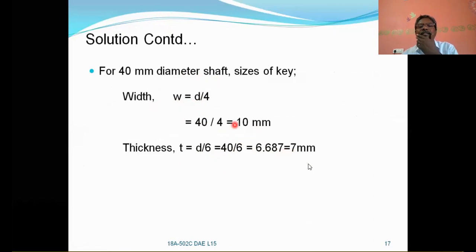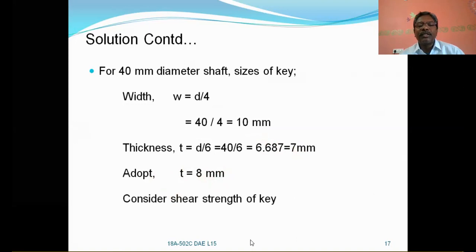It means the width of the key is 10 mm and the thickness of the key is 7 mm, and adopt it as 8 mm. So now let us consider the shearing strength of the key. F, that is the tangential force, is equal to shearing area into shearing stress. The shearing area as per previous discussions is equal to W into L, and the shearing stress is equal to tau. With this, W into L into tau is equal to the tangential force.